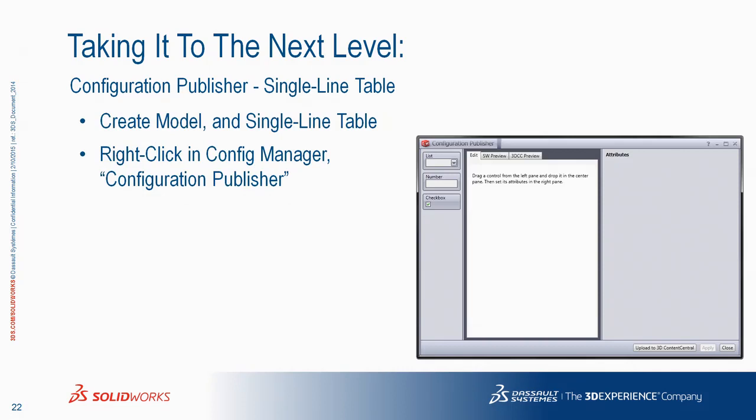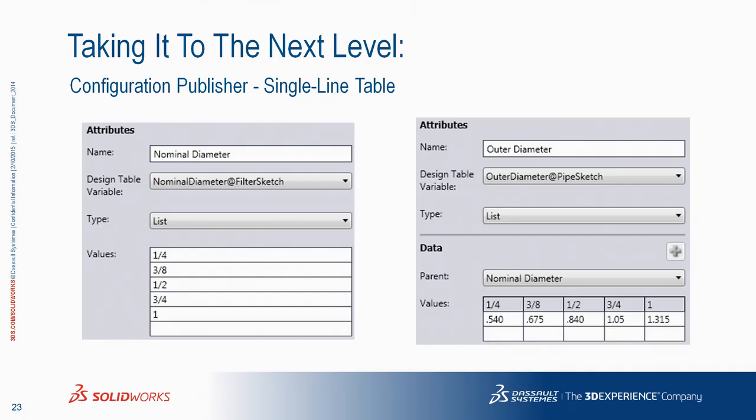To create the model, we create the model and the single line table. We right click in the config manager and we select the config publisher. And there you get the publisher dialog box. What this allows us to do is start to add in our attributes. So we tell it what we want to control or what we want to create. Nominal diameter. We pick our design table parameter that we want to put in there. And then what type of item do we want with it?